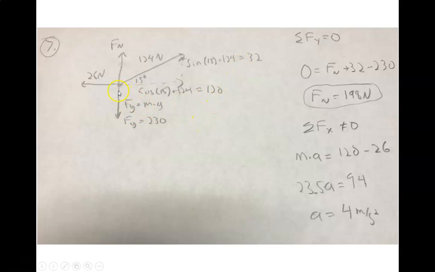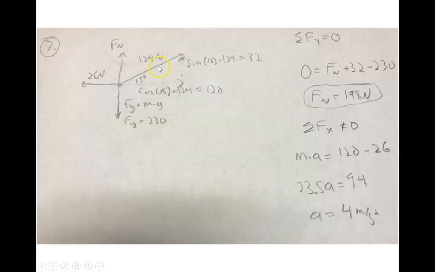Okay, so this is 124 newtons, and this is my 15 degrees. Okay, that's probably quite a bit more than 15 degrees, but it doesn't have to be to scale. We've got our normal force, which is up. Don't forget that there would still be a normal force. We've got a frictional force of 26 newtons to the left, and we've got a force of gravity down, which is m times g, equals 230.